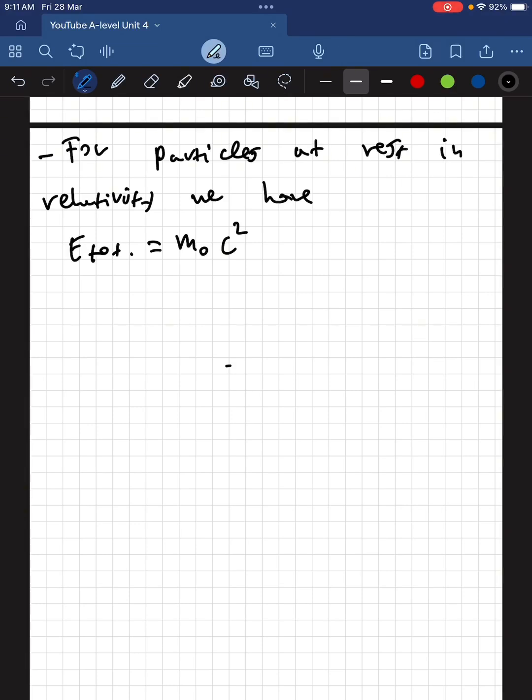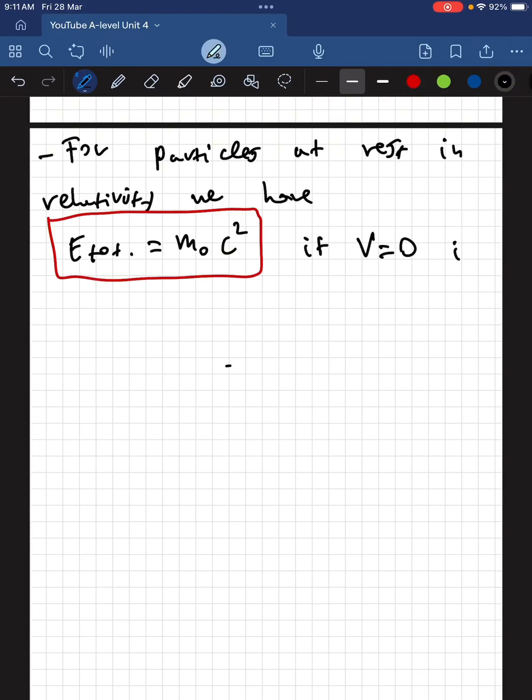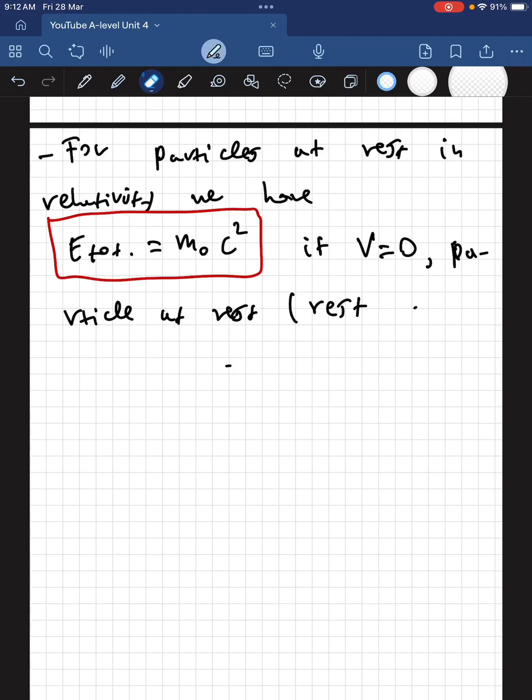So if you had a way to convert me into energy, an enormous amount of energy would be created, but that's not easy to do with massive objects. It only works with subatomic particles. So the total energy is mu c squared if v is 0, so for a particle at rest. This is also called the rest energy.